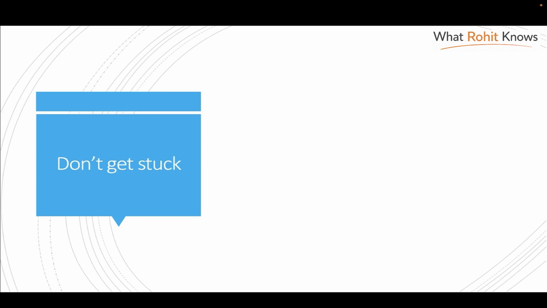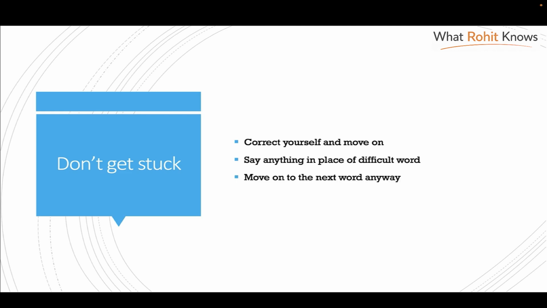Don't get stuck. This is very important in the speaking section, be it read aloud, describe image or whatever. Just correct yourself and move on. That is the best. If you know the correct word, what mistake you have made, then you should immediately correct it and move on to the next word. Otherwise, if it's a difficult word, say something in its place, or you can just skip and go on to the next word. But if you get stuck, you will waste a few seconds, you lose time, and it will also decrease your confidence.